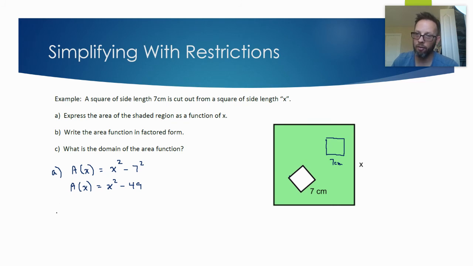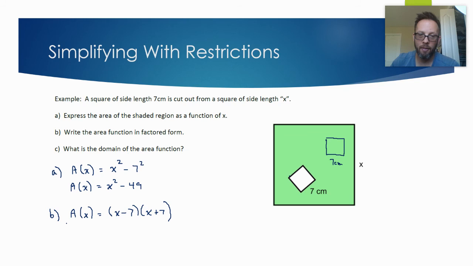How does this connect to equivalent algebraic expressions? Well, in part B, you're asked to write the area function in factored form. This is the difference of squares. I could just write that as x minus 7, x plus 7. It's a different looking expression, but it's the same function. So it's an equivalent algebraic expression.